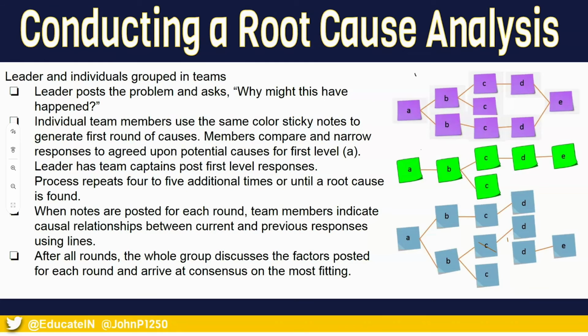Then the leader has the team captains post that first level of responses. Now, this process repeats 4 to 5 additional times or until a root cause is found. When notes are posted for each round, team members indicate the causal relationships between the current and previous responses using lines as shown here. After all rounds are completed, the whole group discusses the factors posted for each round and arrives at a consensus as to which may be the most fitting. In other words, what is truly the root cause or what are truly the root causes.